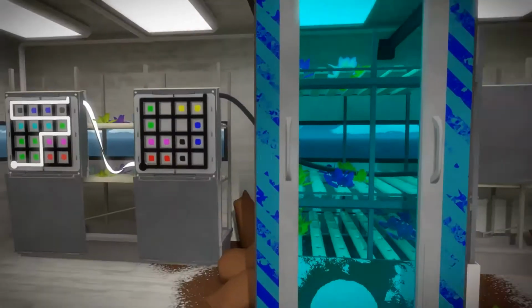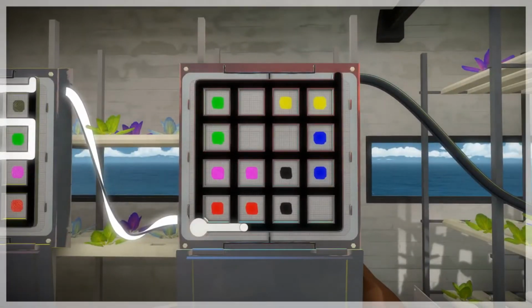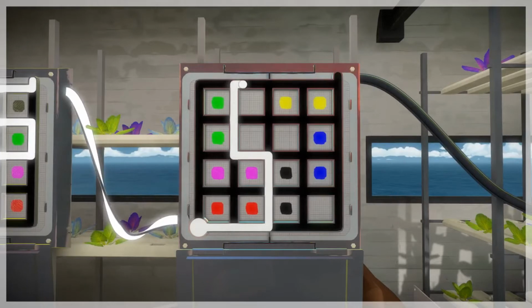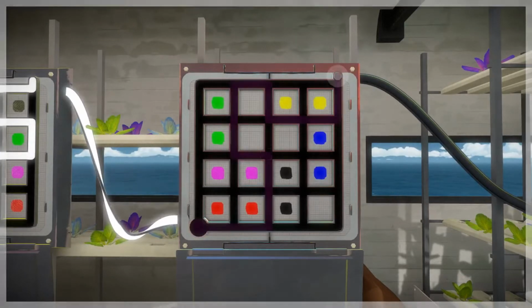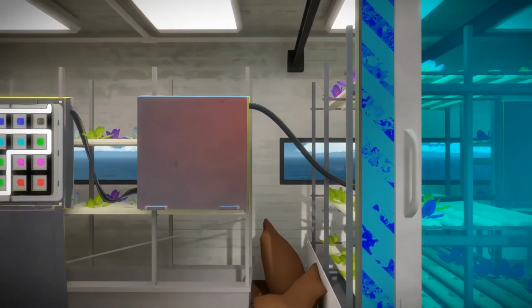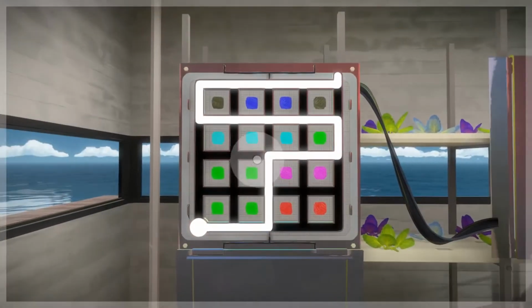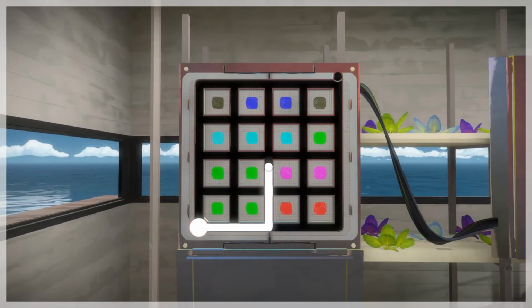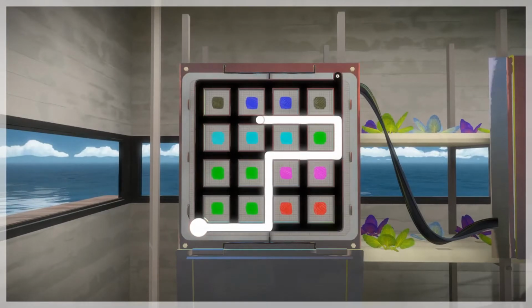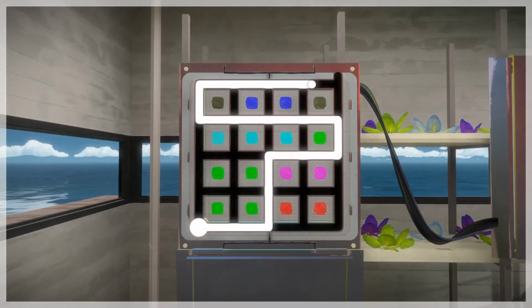Okay, I think I know what we need to do for this one as well. If we go up and then round, and then back down over here. Boop. That was incorrect, I assume. Don't quite know why.